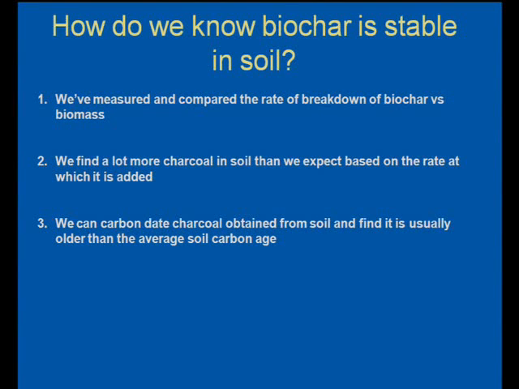The second line of evidence is that we find a lot more charcoal in soil than we'd expect to find based on the rate at which it's added. So we're adding a lot of fresh plant residues. We're only adding, in natural systems, charcoal through fires. Fires are actually quite inefficient at producing charcoal. It varies with the type of fire and the type of vegetation and a lot of things, but generally when a fire goes through, only about 2 to 5% of that carbon will be converted into charcoal. Most of it, because it's burning in oxygen or burning in air, will be converted all the way through to carbon dioxide.